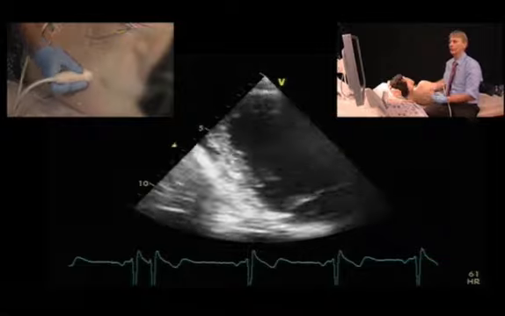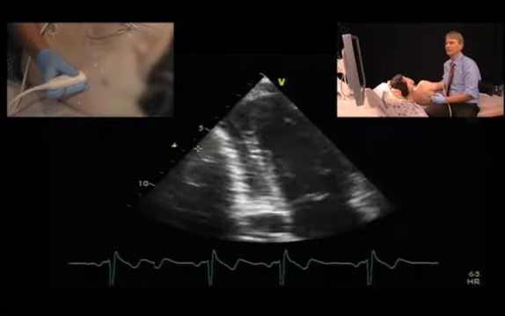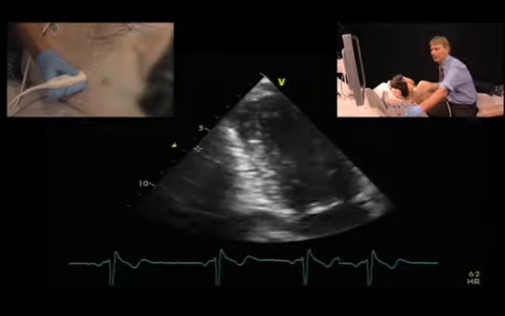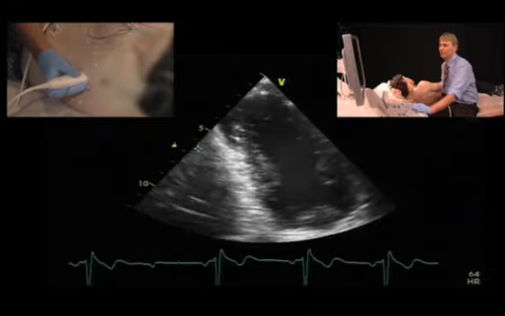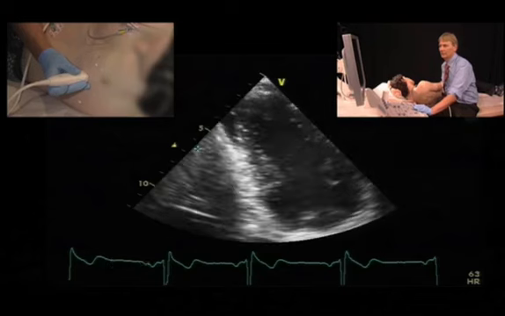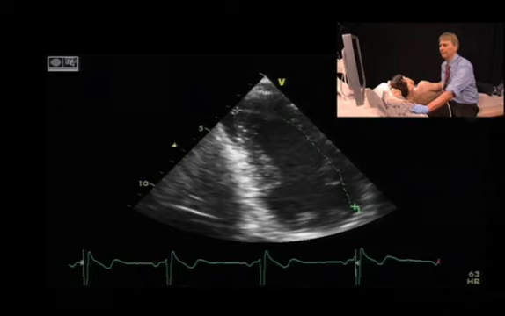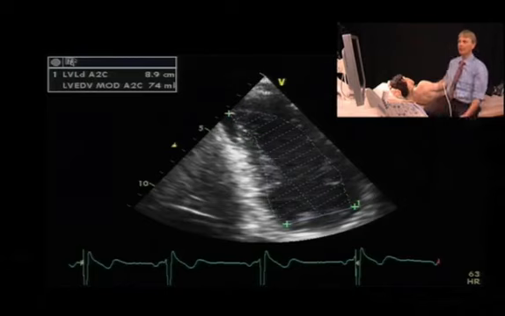Let's now go to the two-chamber view. Breathe in, breathe out. So this would be a fairly good two-chamber view. And again, would contour the left ventricle. We're cutting the papillary muscle here, and we get 74 milliliters, which is a normal sized left ventricle.